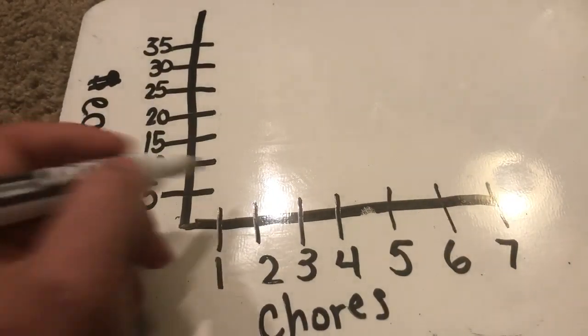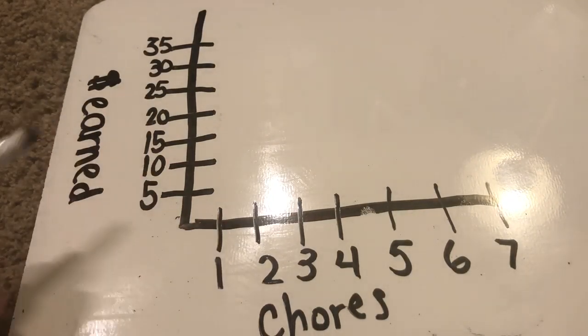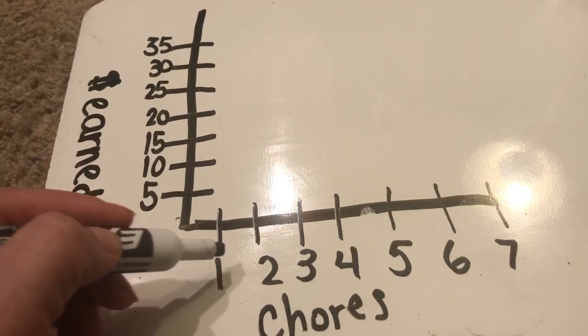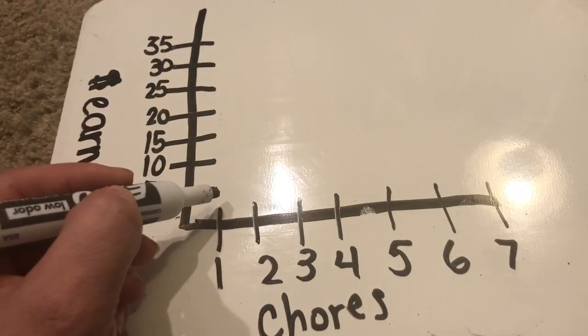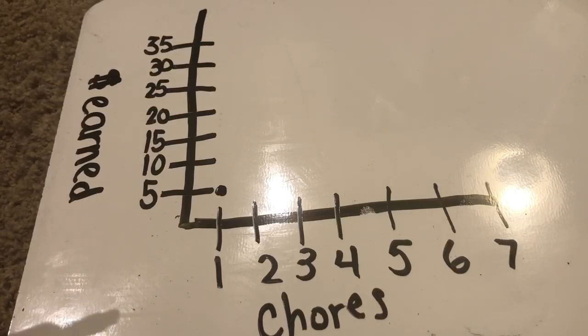Now for one chore, if you remember, so if we go over to one chore, how much money did she earn for one chore? If you said $5, you're correct. So we're going to go over for one chore and we're going to go up to the $5 mark and we're going to draw a dot there.